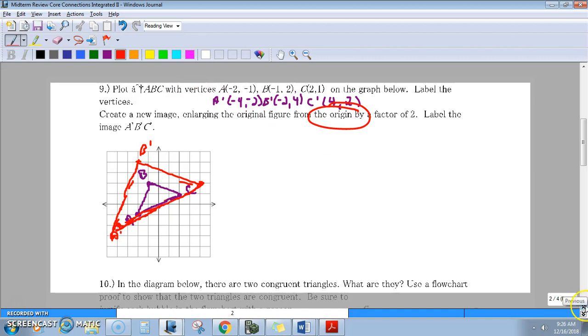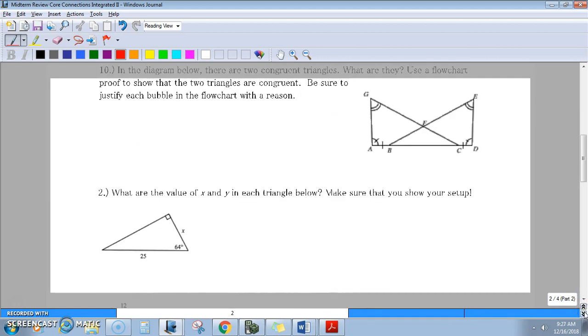In the diagram below, there are 2 congruent triangles. What are they? Use a flowchart. Oh, good. Another proof. Another proof. So the triangles that they're looking at, it took me a second to figure out which triangles they were. So don't feel bad if you did, or feel really good if you did, and you can make fun of me. So there's one, right?